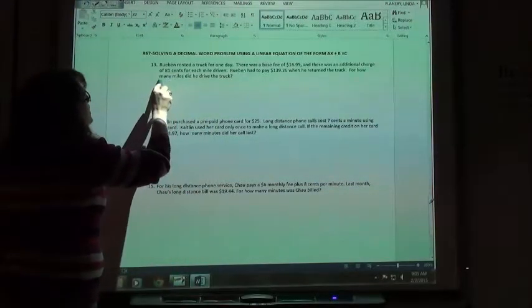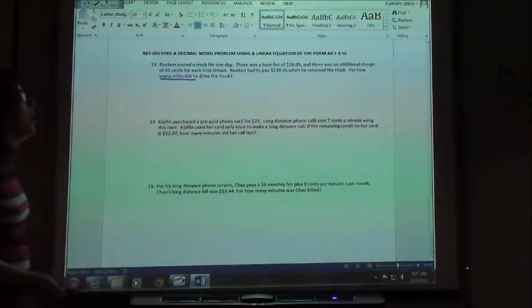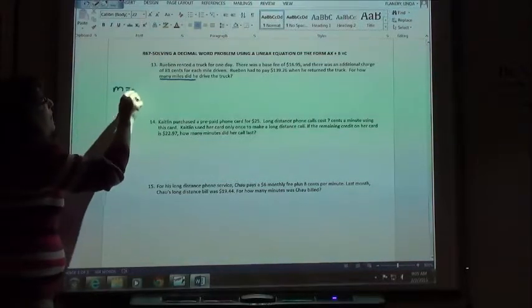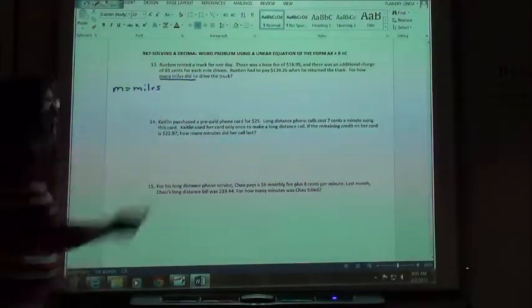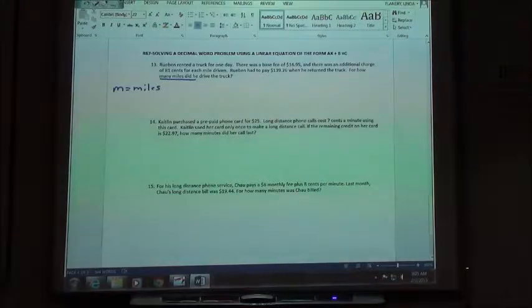So here the question's asking how many miles did he drive the truck. I'm going to use M for my number of miles. That tells me what variable I might want to use. And when it mentions the number of miles, that's probably where I'm going to have to throw my variable in.